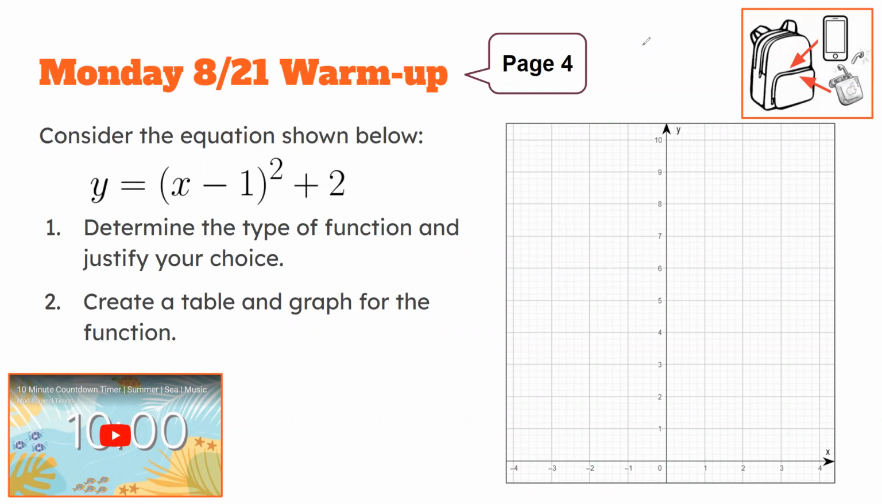So first thing we're asked to do is determine the type of function. Looking at our equation, the first thing that I notice is there's an exponent of 2, and that exponent applies to our variable x. And I know that anytime I have an x squared, this is a quadratic function, and my graph is going to be a parabola.